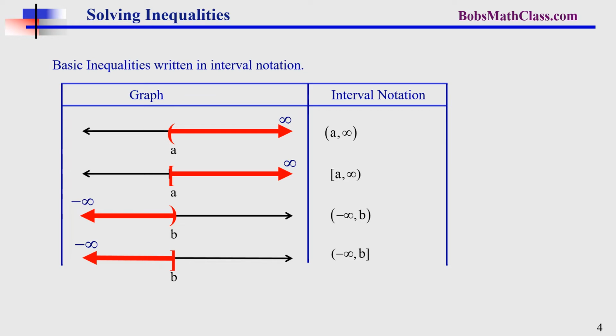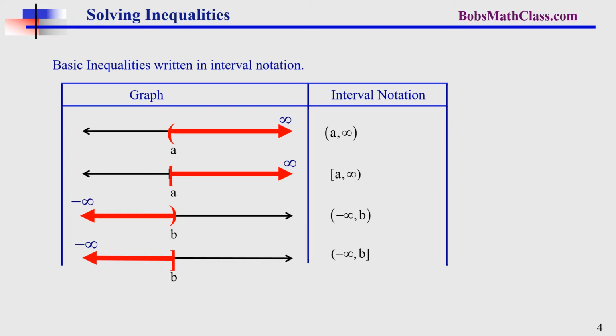The third one is going to the left. So the negative infinity is written before the b. Again, negative infinity is always parentheses, and because b has parentheses also, we use parentheses for b. And the last one, almost the same, but at b we have brackets. Okay, so that's how they're written in interval notation.